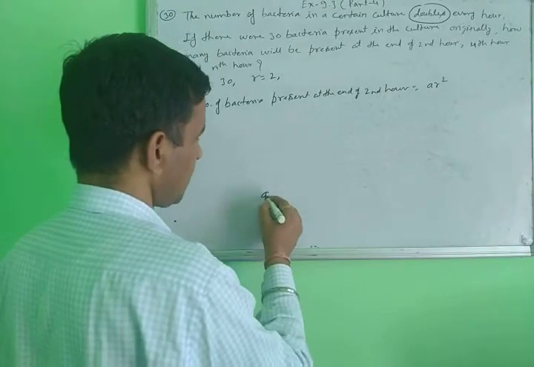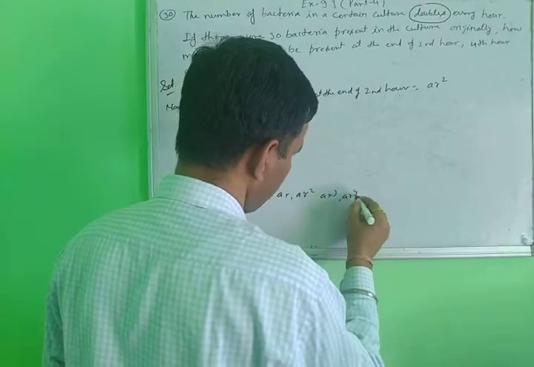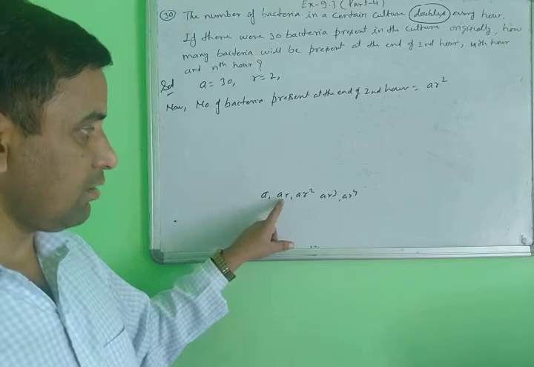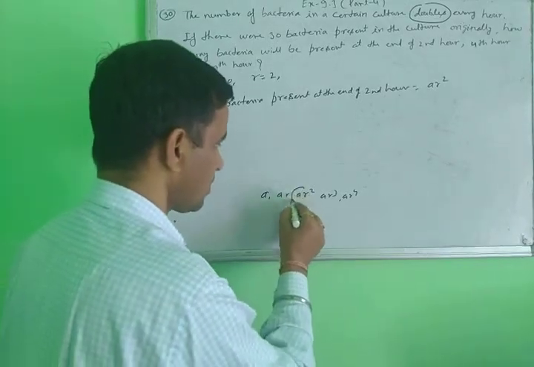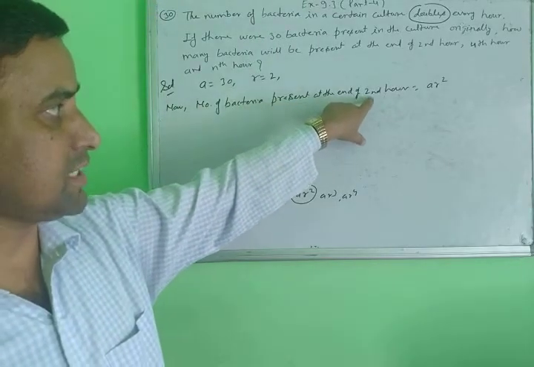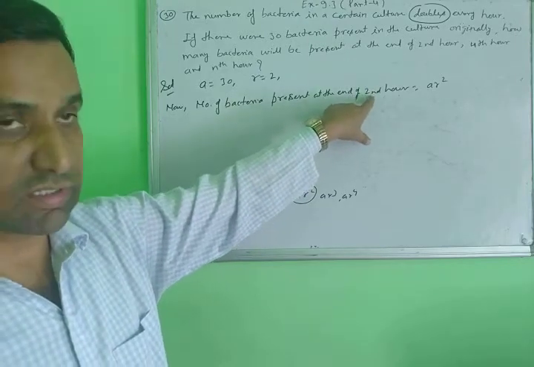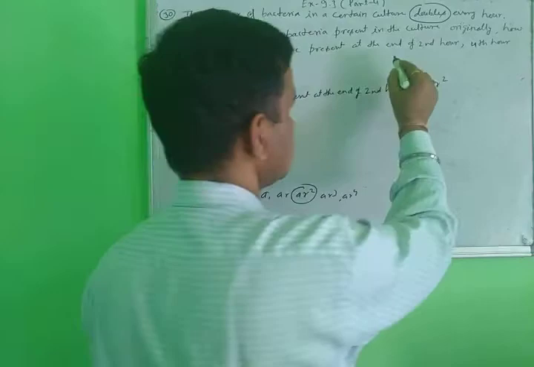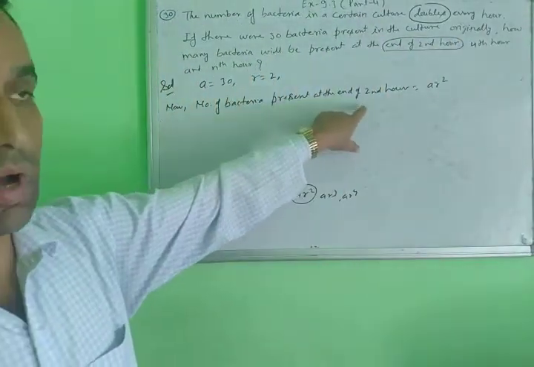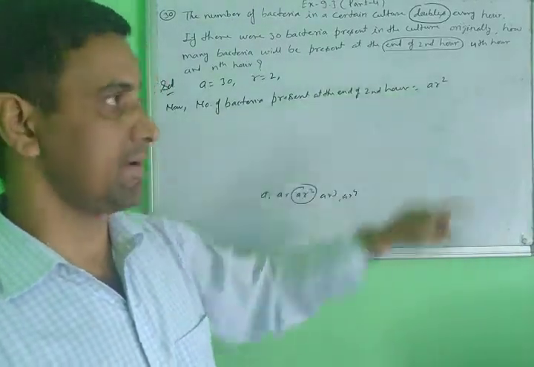Why? First term here A, then AR, AR square, AR cube, AR4. This is the GP form. This is the starting, this is the second, but the end of the second is called the third term. Be very careful. Number of bacteria present at the end of the second hour, you can say after 2 hours: after 2 hours, first, second, and after 2 hours, the third. So you will write here AR square.